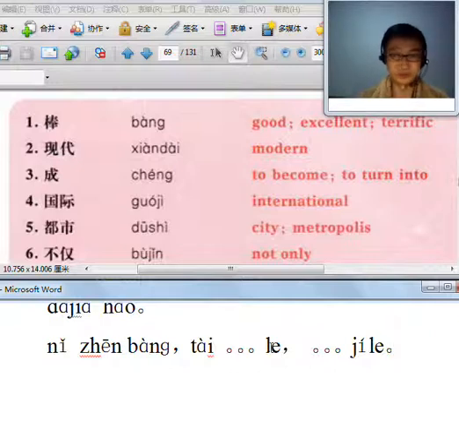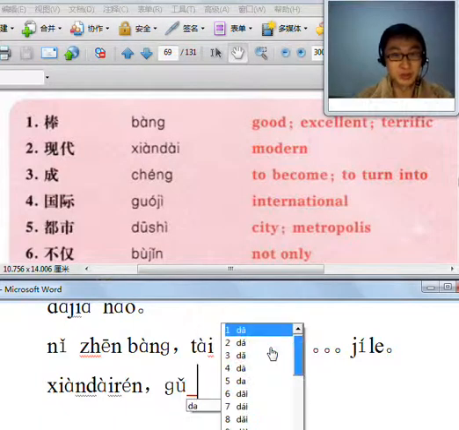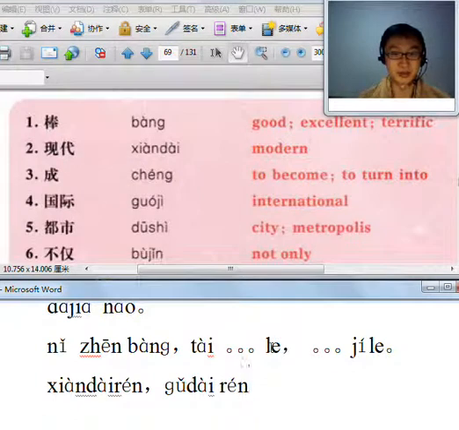第二个现代，现代名词 modern. Give you example， 现代人 modern people。那么我们是现代人，right? We are modern people. We not ancient people, right? Ancient people we say 古代人，古代 is ancient， 人 is people。我们不是古代人，我们是现代人，现代 is modern.